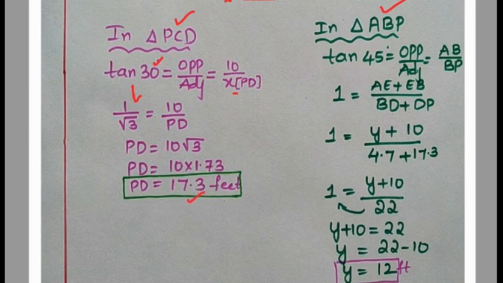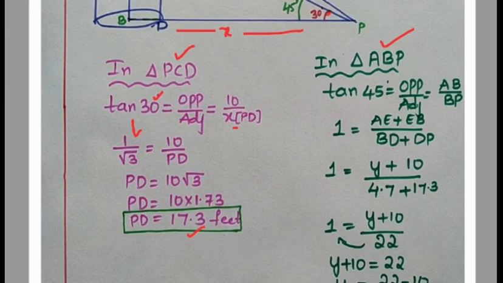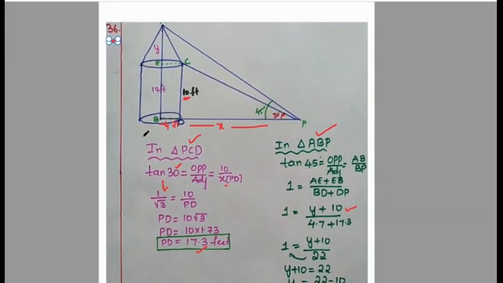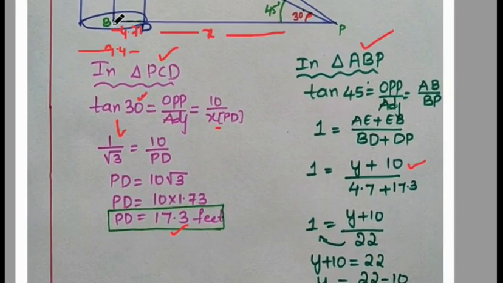Moving into the other, bigger triangle, which is ABP. Tan 45 is equal to opposite by adjacent. Opposite will be y plus 10. Adjacent will be this value, 4.7, because in the question they have given the diameter of the cylinder as 9.4, so radius will be 4.7. So this triangle from here to here it will be 4.7, and we got PD value as 17.3 in the previous triangle. So 17.3 plus 4.7 gives you 22.